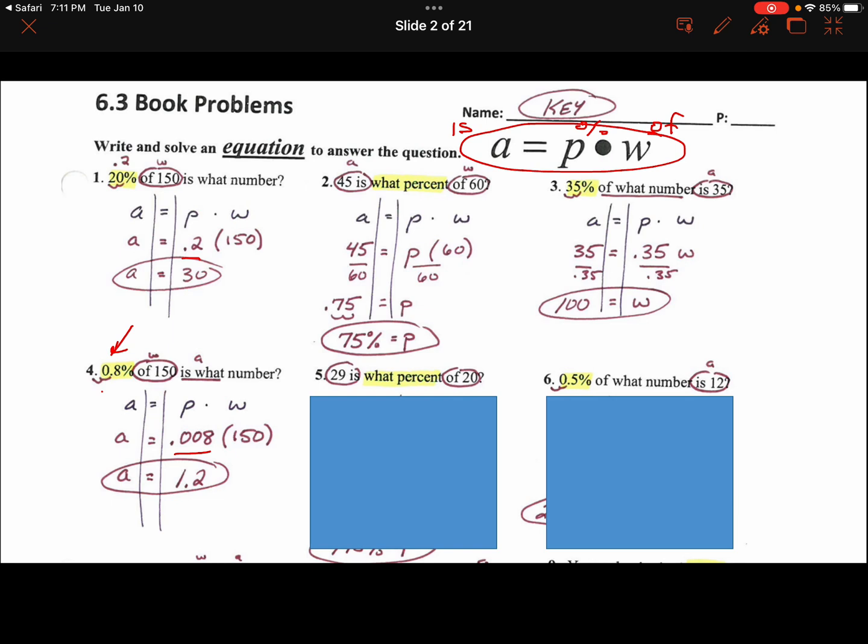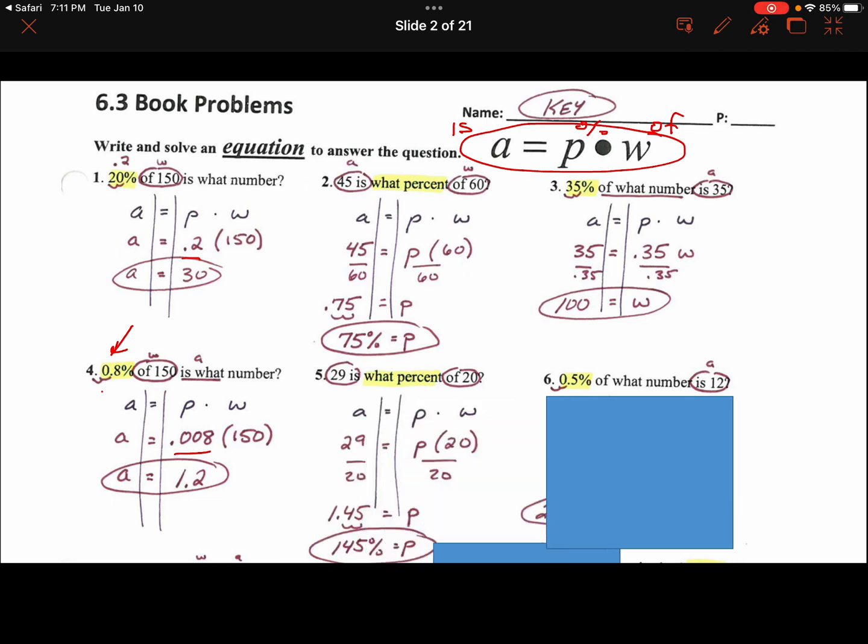Number 5, you had 29, which is your is or your A. Of was 20. So in this case, your part, your is, was larger than your of, your whole. So you're going to end up with a percent greater than 100. And so you have 145%. Remember, you have to move the decimal point at the end.